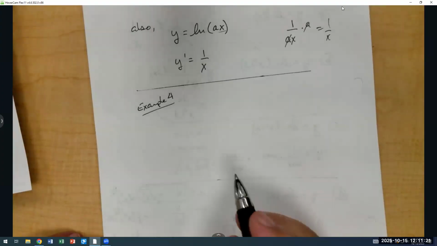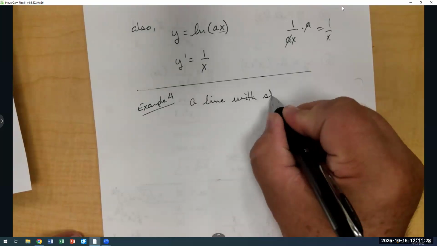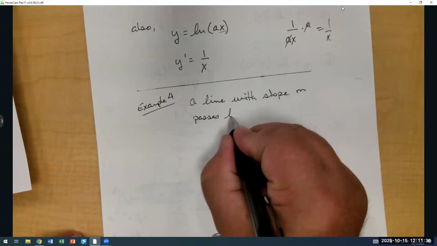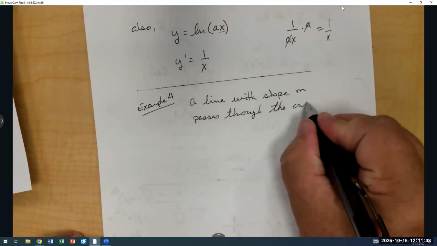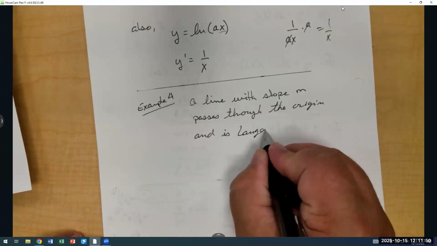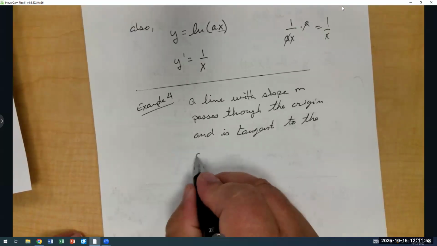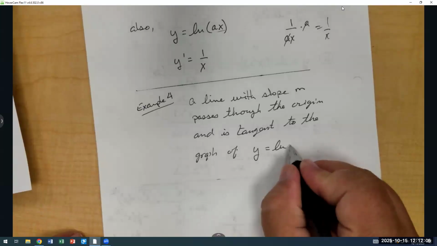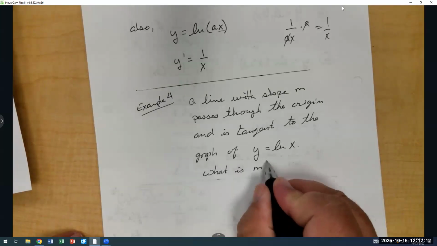Example 4. A line with slope m passes through the origin and is tangent to the graph of y equals ln x. What is m?